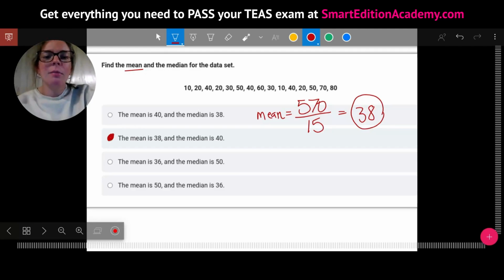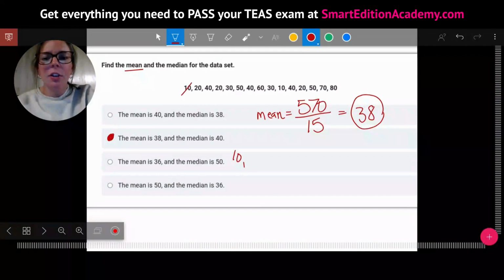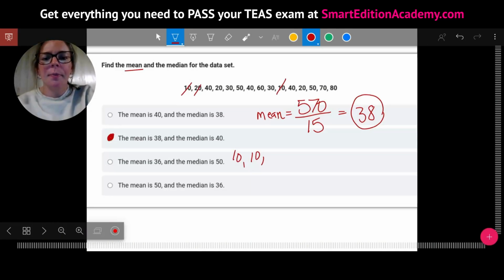So median, I need to have this data in order from least to greatest. So I'm just going to go through and rewrite this data. I like to cross them off as I go. I'm just going to put it in order. And when I cross them off, that just allows me to make sure I don't skip any. And if I have any left at the end, I just go back and add them in, because that definitely happens sometimes, especially when we have doubles. So 30, now 40.